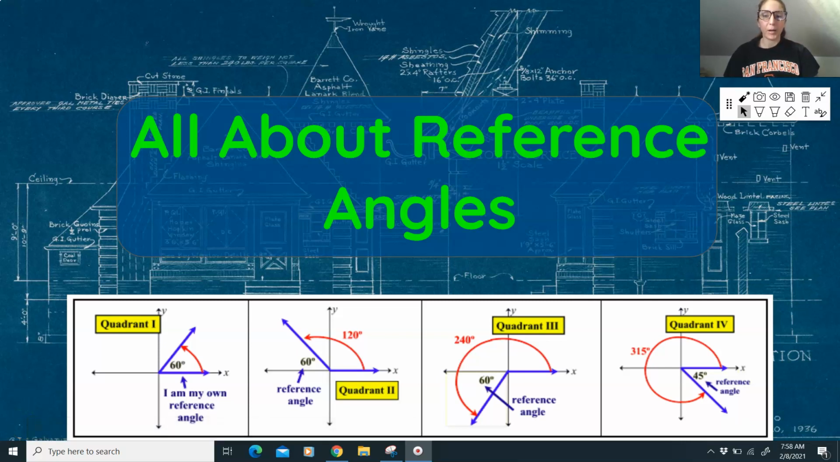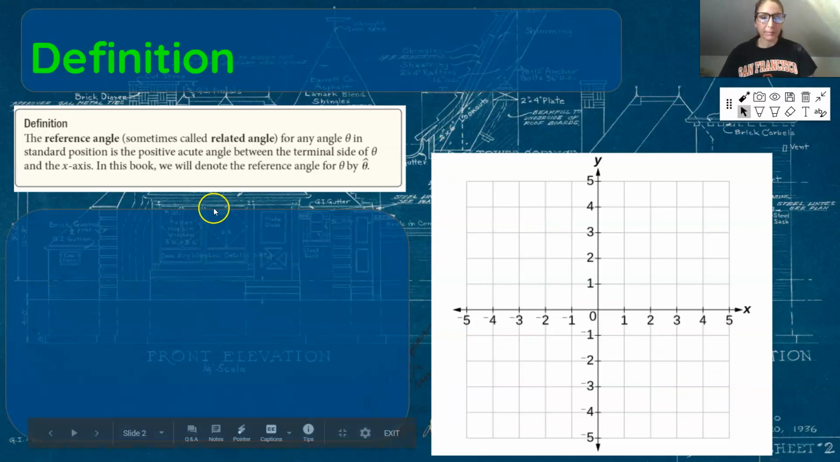So today we're going to talk all about reference angles. We're going to talk about the definition, what is a reference angle, and then we're going to see, okay, now that we know what these things are, how are they useful to us? Reference angles are going to show up a lot, and they have a lot of uses. They're really like a utility thing. All right, let's get going.